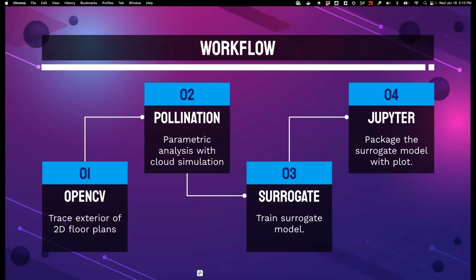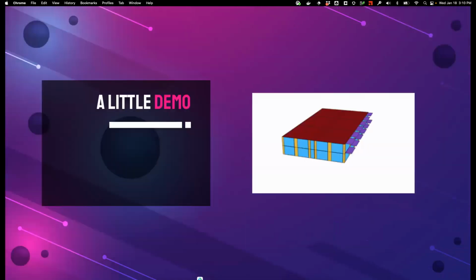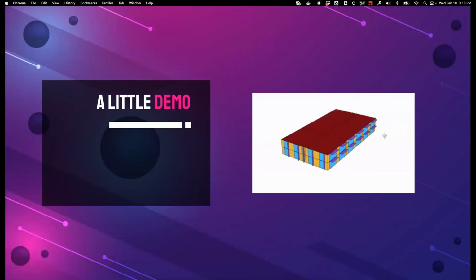So here's a general workflow I talked about already, and here's a little demo showing some of the parametric runs we looked at, varying overhang length and also window wall ratio, different things like that.